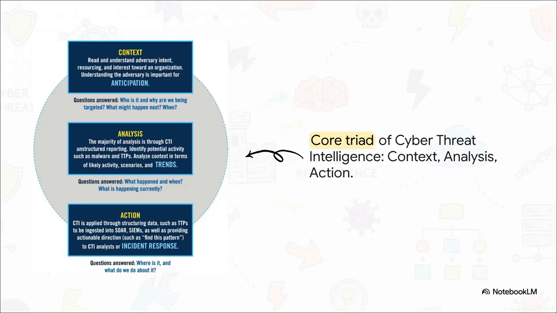Take a look at this core triad of CTI: context, analysis, and action. This is brilliant. Context is all about reading the adversary's intent and their resources. That's what drives your ability to anticipate. Then analysis takes all that untrusted reporting and finds the trends, the scenarios, the tactics. It answers the question, what is happening right now? And finally, action. This structures the data to feed your incident response and your SIEMs, basically answering, where is this threat and what are we going to do about it?